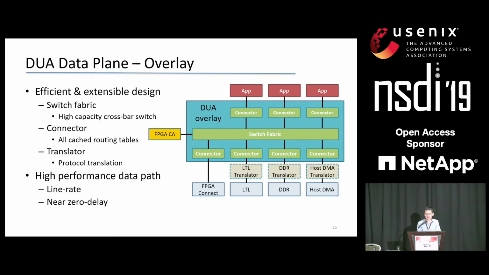Let's go deeper into the DUA overlay. In the center is a crossbar switch that switches messages between stacks and applications. All routing tables are cached in the data plane to ensure all data transmission totally bypasses the CPU. To avoid contention during table lookup, we let each connector keep its own routing table. Since only the active connections related to a connector need to be cached, the total table set can be very small.